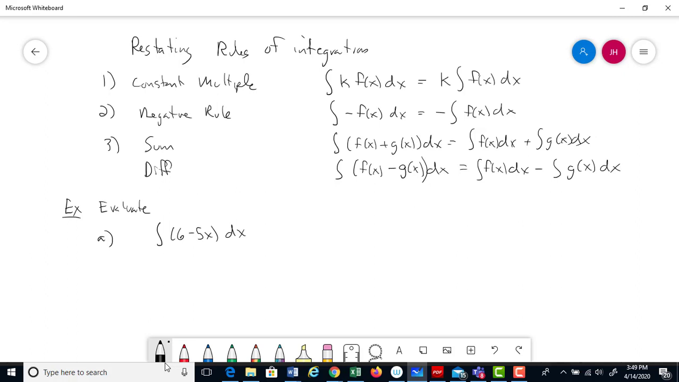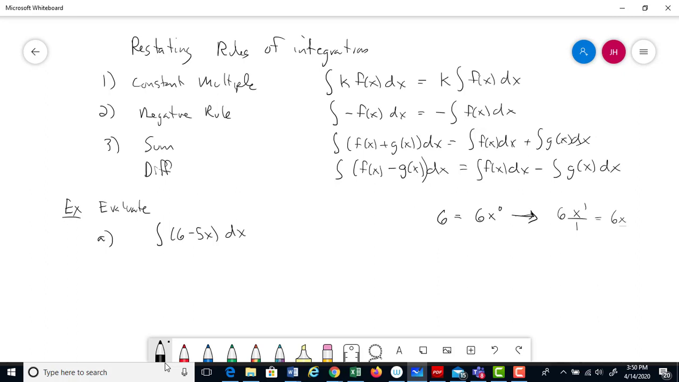Now, just to show you that that 6 is the same thing as 6 times x to the 0. So its antiderivative is going to be 6, and I'm going to have x to the 1 over 1. So that's why we get 6x. So really it is a power rule. But we know that, what do you take the derivative of to get 6x? The derivative of 6x is equal to 6.